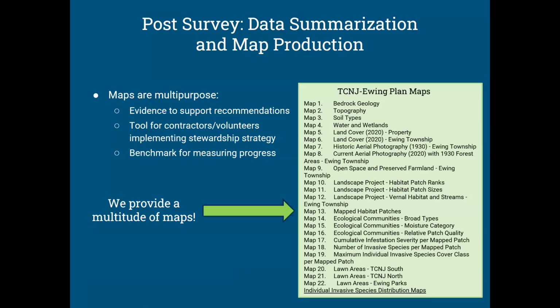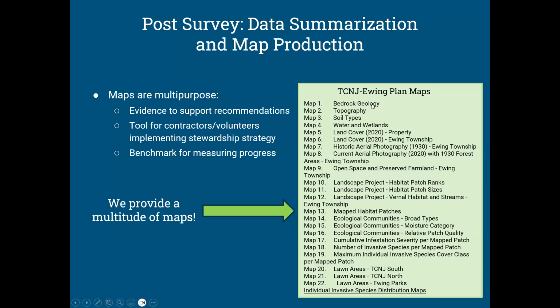Then we make lots of maps. You're trying to provide evidence justification for whatever strategies you're going to come up with. Well, first you're describing what's there. It's a description first, and then this is how you justify your decisions based on data. So that's always a good thing.